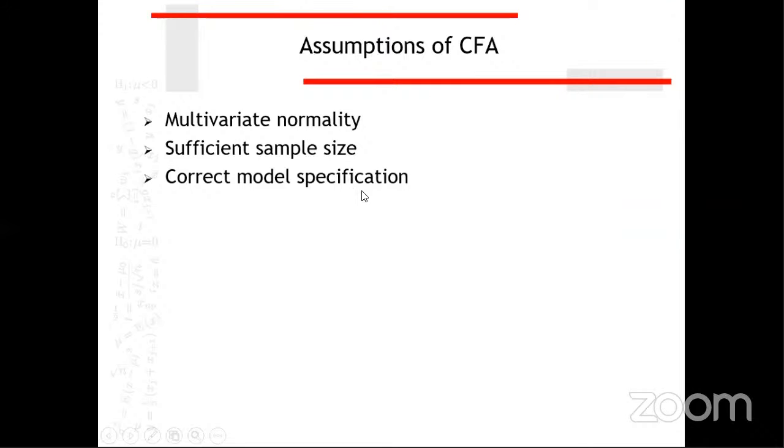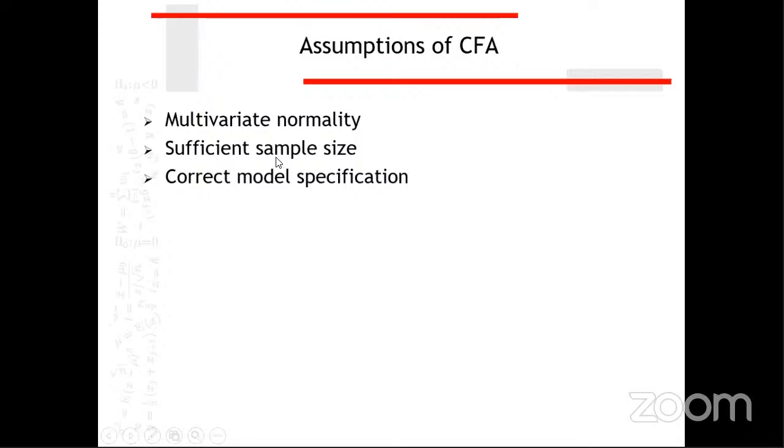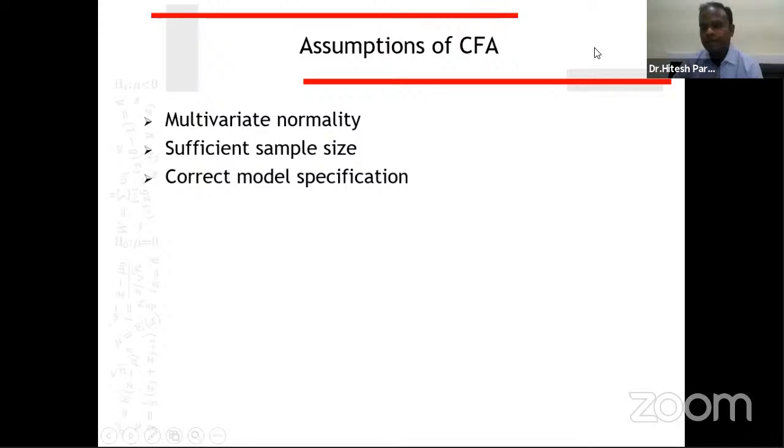Assumptions of CFA: multivariate normality is the first assumption. So this multivariate normality we have already discussed. A sufficient sample size, between 150 to 300, will be required, and correct model specification. This is also an important assumption, that whatever model we are specifying is correct based on theory or based on our past experience. Randomly we should not specify the model.